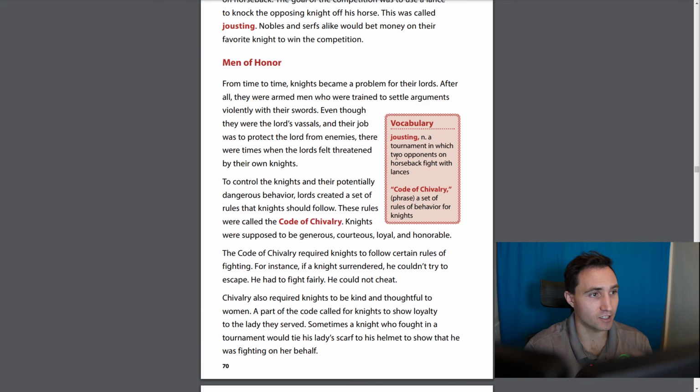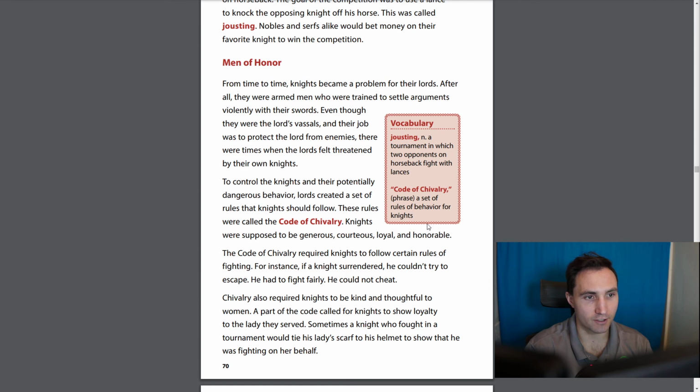Our second to last section, men of honor. From time to time, knights became a problem for their lords. After all, they were armed men who were trained to settle arguments violently with their swords. Even though they were the lord's vassals and their job was to protect the lord from enemies, there were times when the lords felt threatened by their own knights. To control the knights and their potentially dangerous behavior, lords created a set of rules that knights should follow. These rules were called the Code of Chivalry.